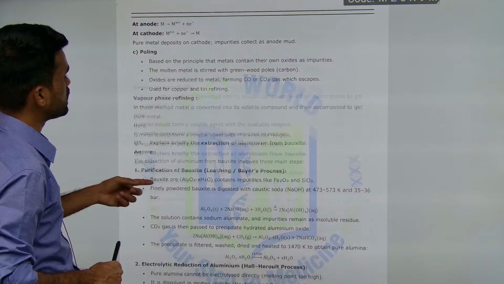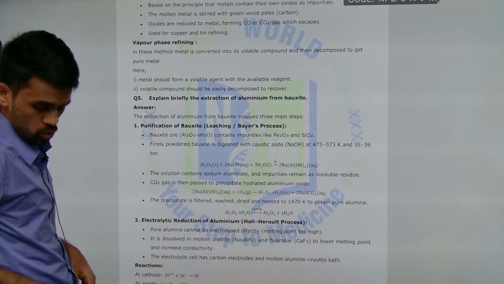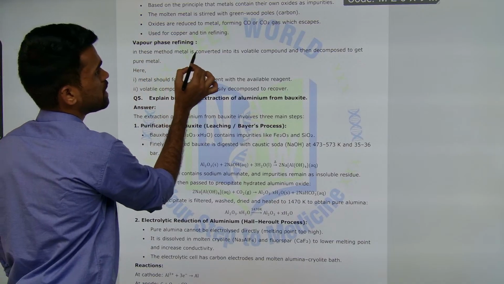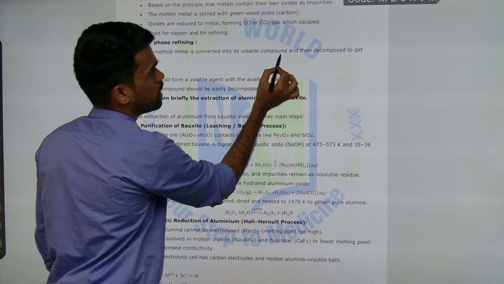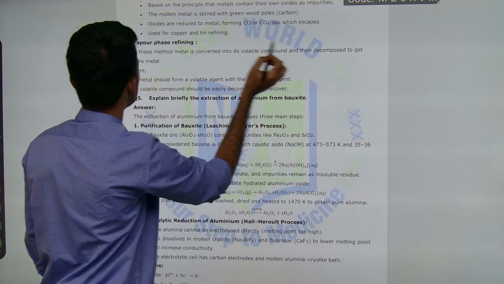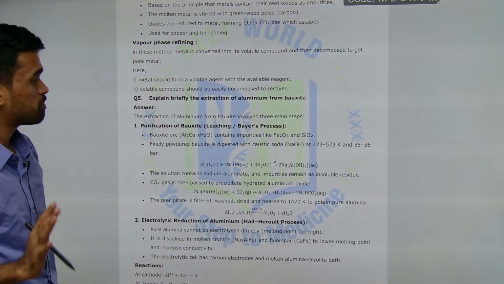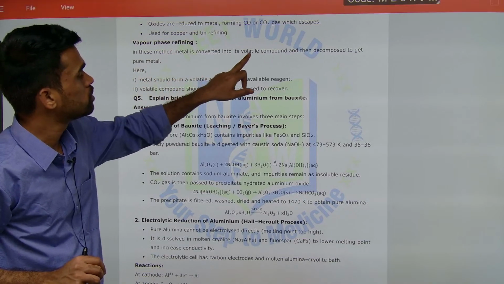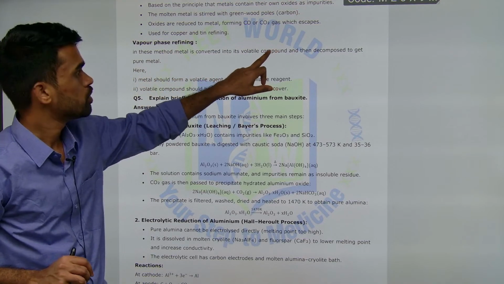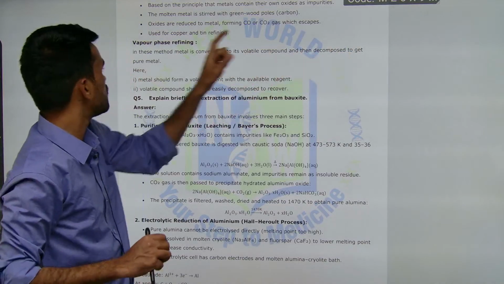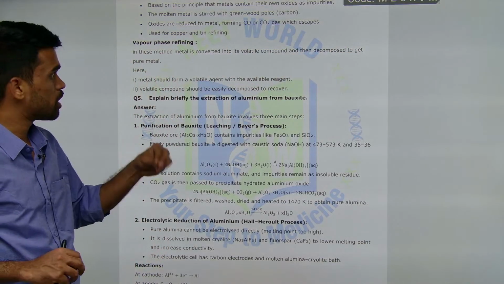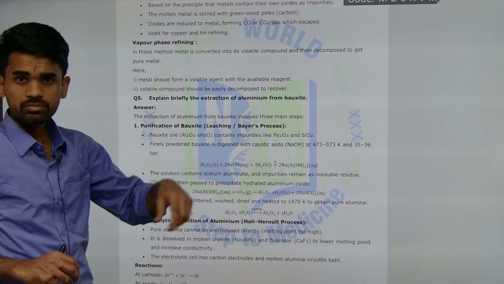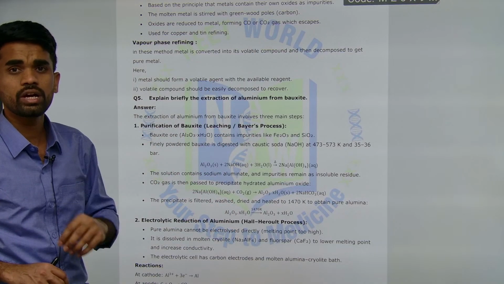Okay, the next method is vapor phase refining. So look at this, what do we mean by vapor phase refining? In this method, metal is converted into a volatile compound and then decomposed to get the pure metal. It will be converted into a volatile compound first, then we will decompose it to get the pure metal.